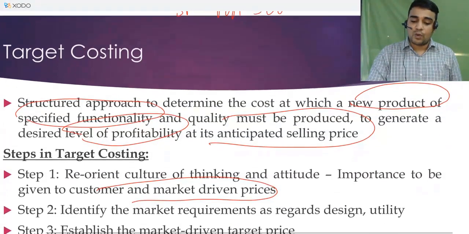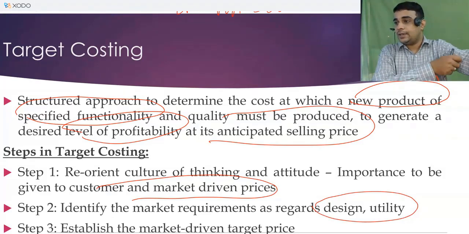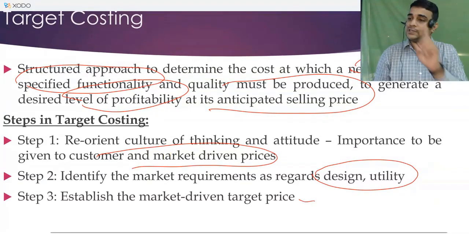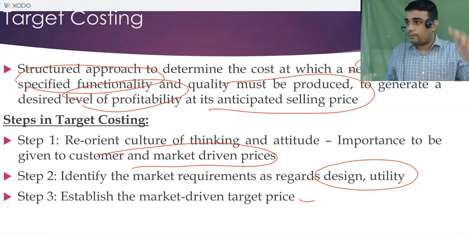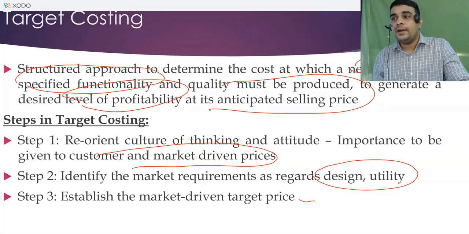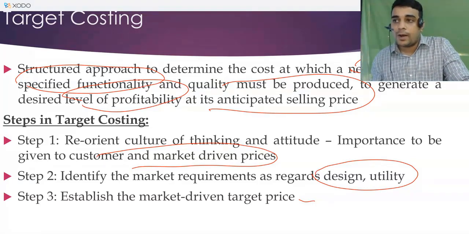Second, understand what are the requirements of the customer regarding design, utility. Understand the requirements and then decide what is the target price. This was one step earlier. They have broken it down into 3 steps. Establish the market driven target price. So the first step is changing the culture of the organization.